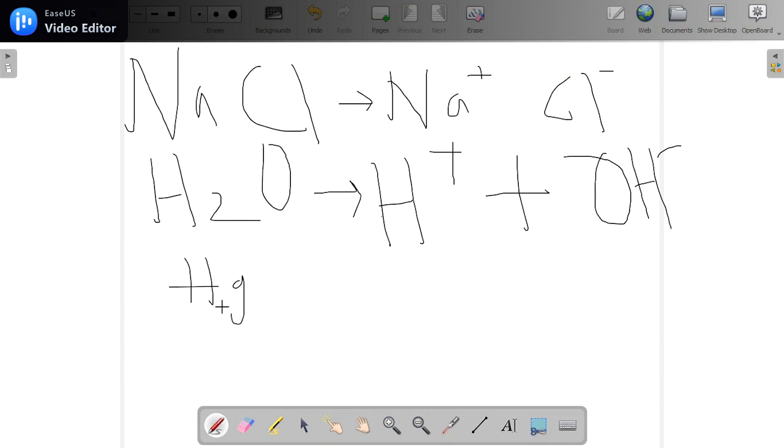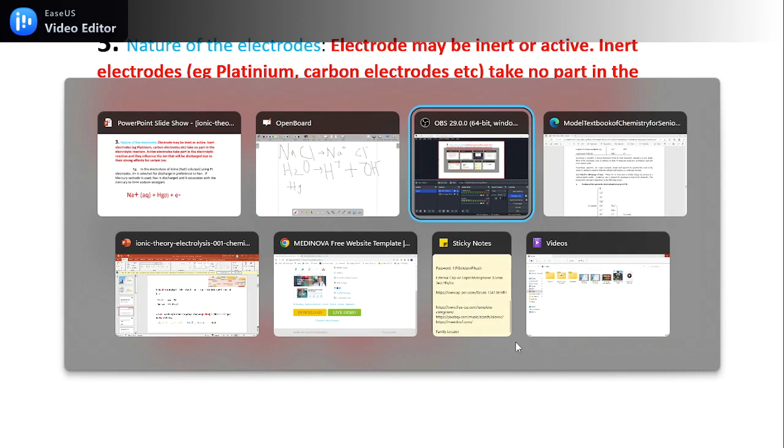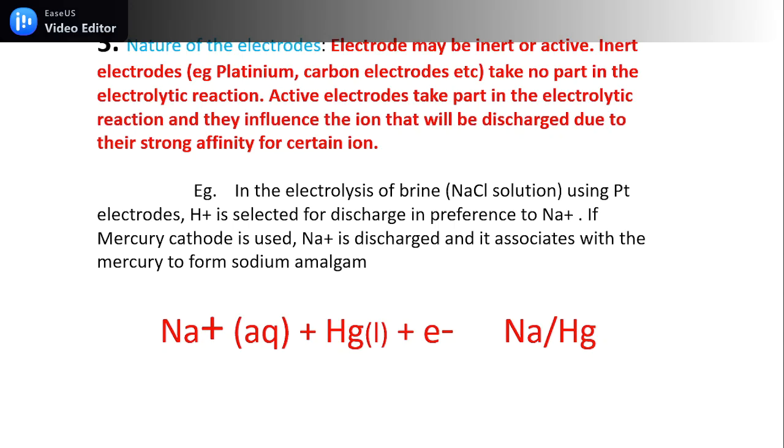I told you the nature of the electrodes is also a determinant. If a mercury cathode is used, the sodium ion is discharged and it associates with the mercury. Can you see the equation here? The Na+ sodium ion is discharged and it associates with the mercury to form sodium amalgam. So the nature of the electrodes also determines it.